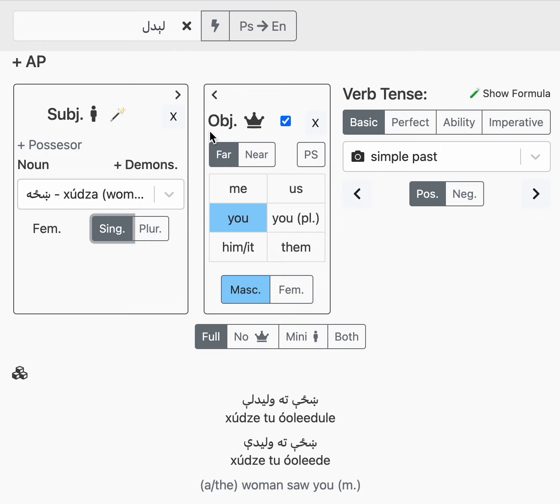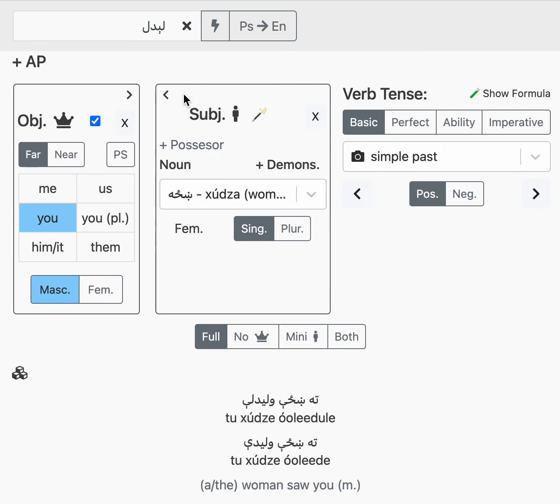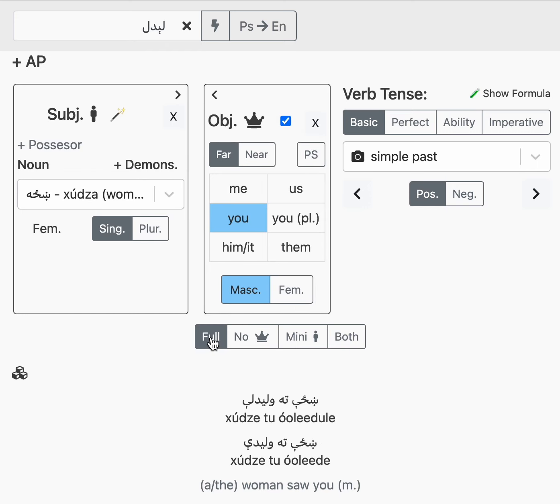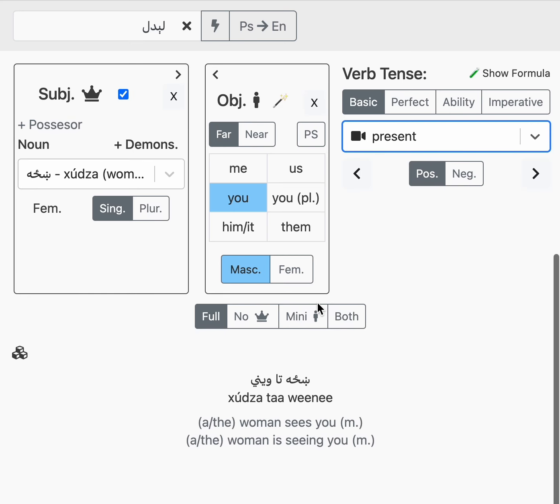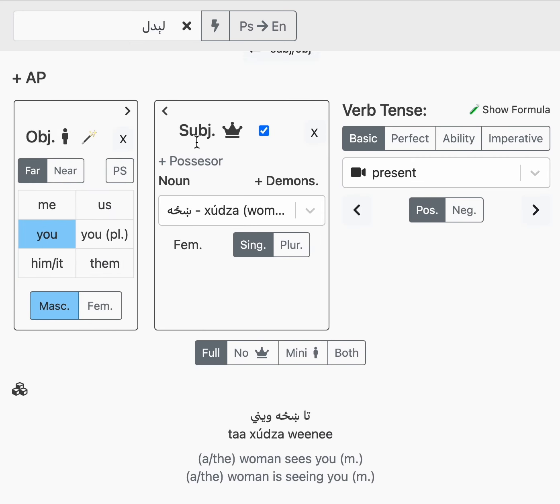The other thing to notice about this is that you can change the order of the subject and the object. They can swap places like that. So you could say ta khazi wulidale, the woman saw you, or you could say khazi ta wulidale. It doesn't matter. Same thing with the present tense. If I say khaza ta wini, you can say ta khaza wini. They might change places in the sentence, but the roles of servant and king still stay the same.